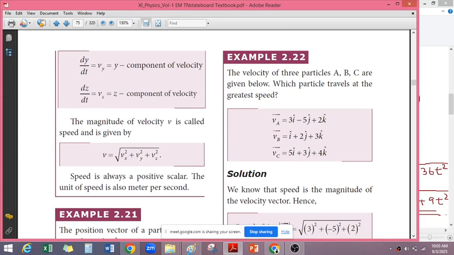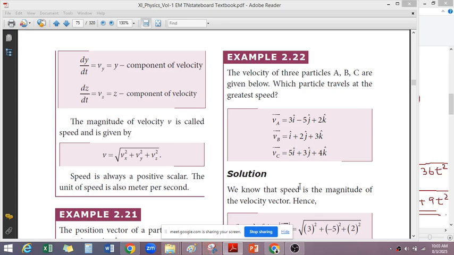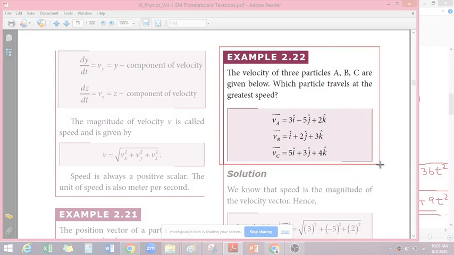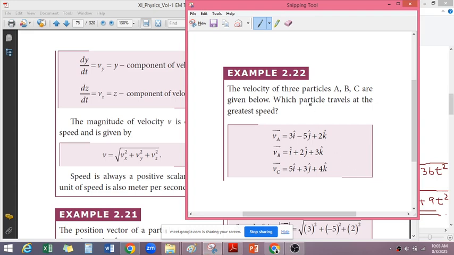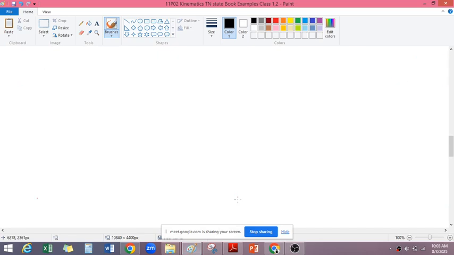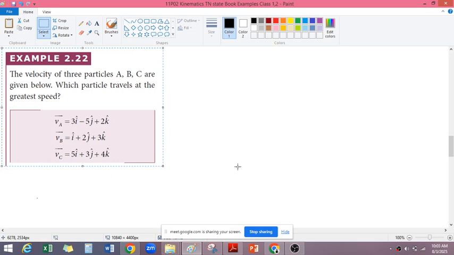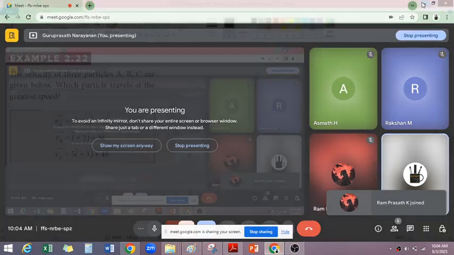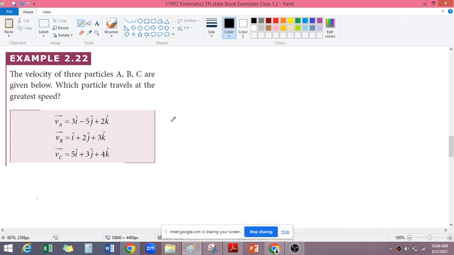Okay, let's try 2.22. They are given the velocities in the ijk form, and they are asking you to find which particle travels with the greatest speed. So that means basically we have to find the magnitude. If you know how to find the magnitude, it's a very easy problem. As I said, each one try to calculate the magnitude and it's still easy.